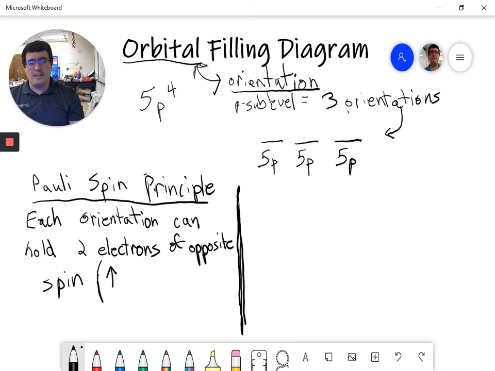We can have one that spins like that, or we can have one that spins like that. So you can put an electron in each orientation, right? You can put 2 electrons in each orientation, as long as you put 1 up and 1 down. Simple enough. That's the Pauli spin principle, or some people call it the Pauli exclusion principle. I'm going to add exclusion up here just in case, because you never know which term you're going to see.